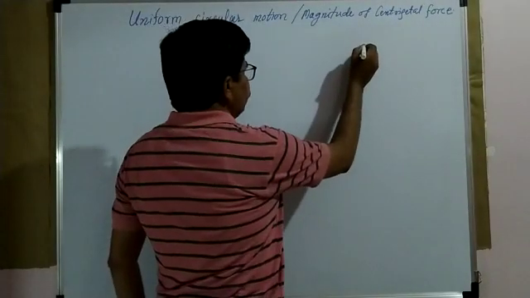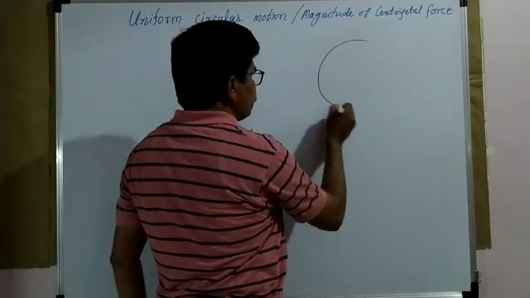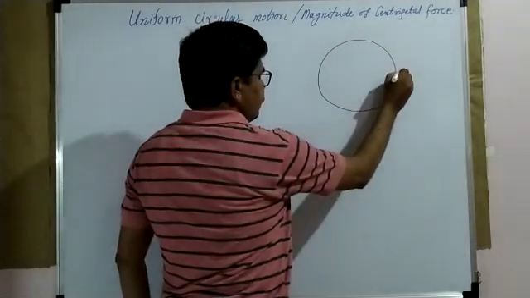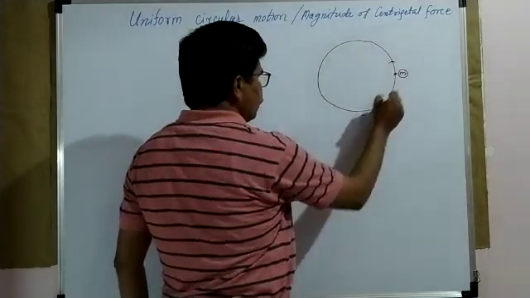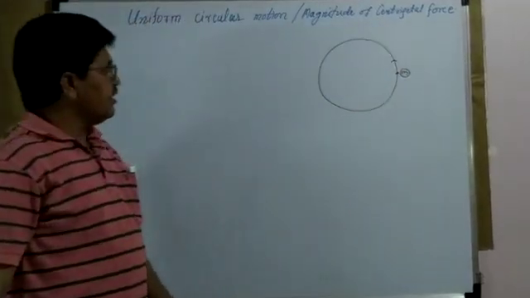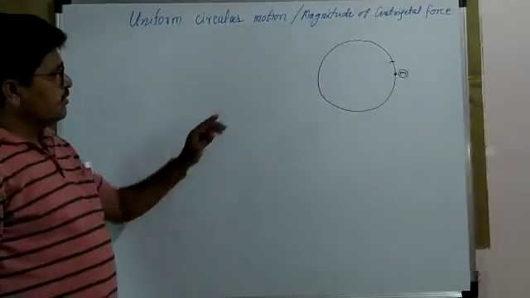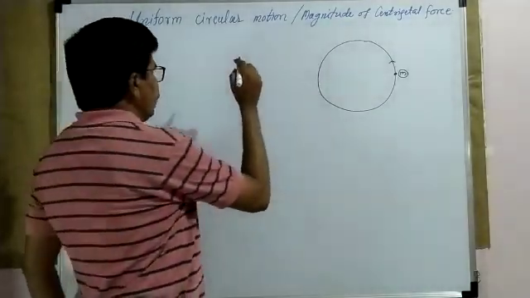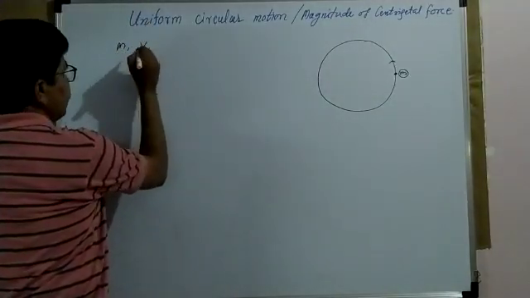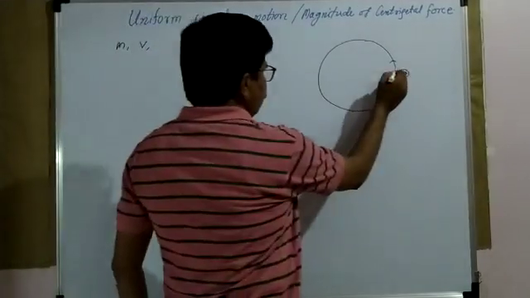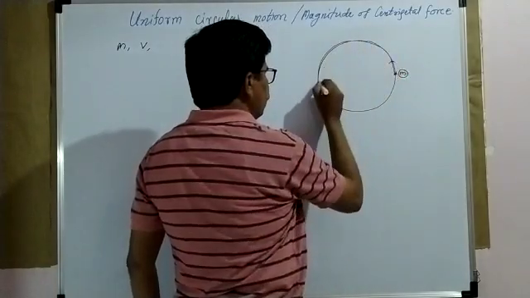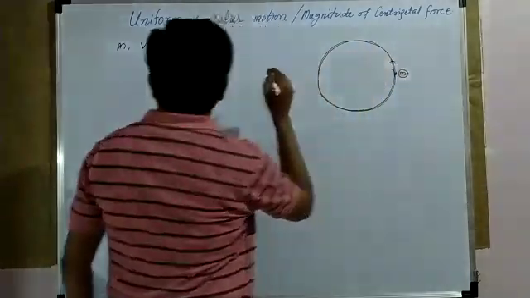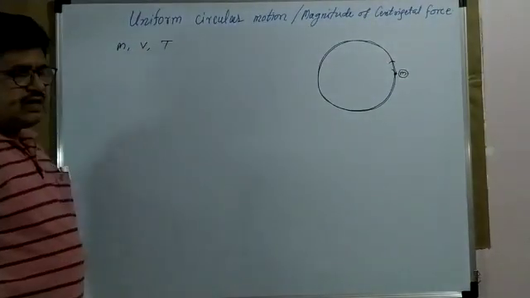Suppose any body is moving in a uniform circular motion. M is the mass of that body and that body is moving along the circumference of a circle. That body is moving with uniform circular motion having mass M, and the speed of that body is considered as V. To complete one revolution along the circumference of a circle, the required time is nothing but T, that is the time period.